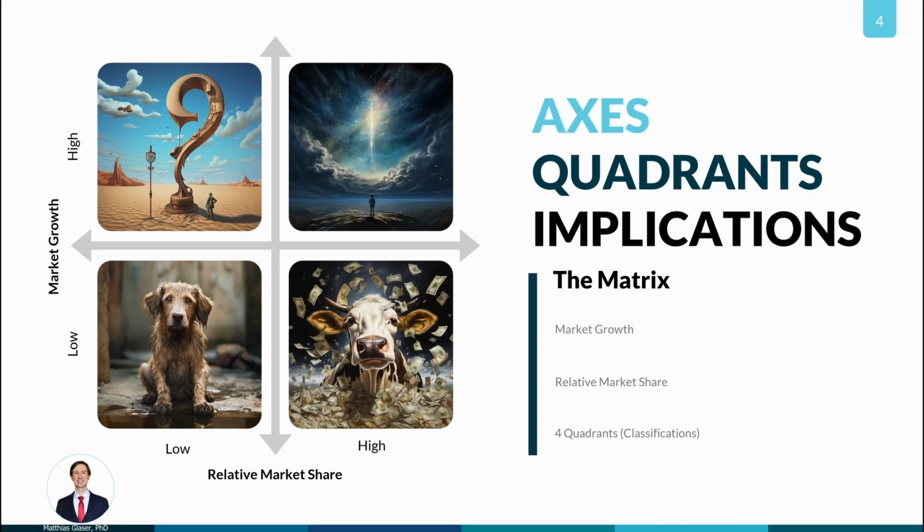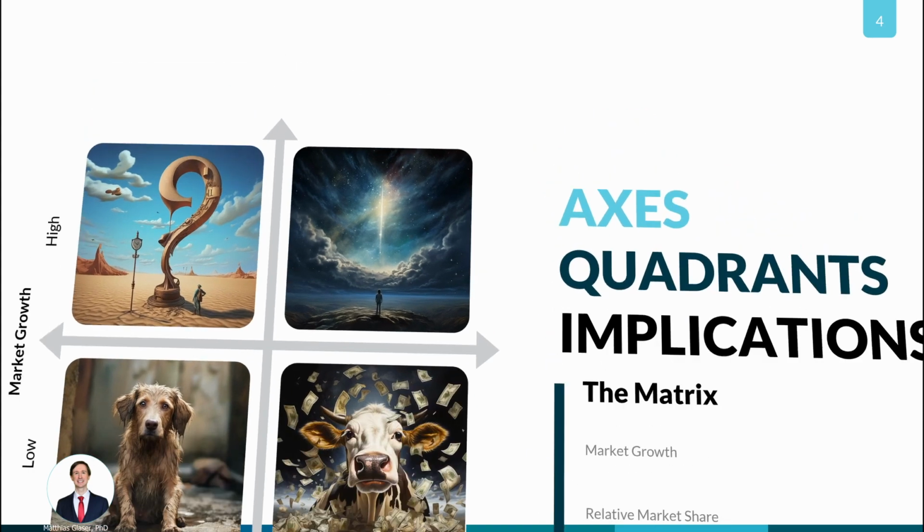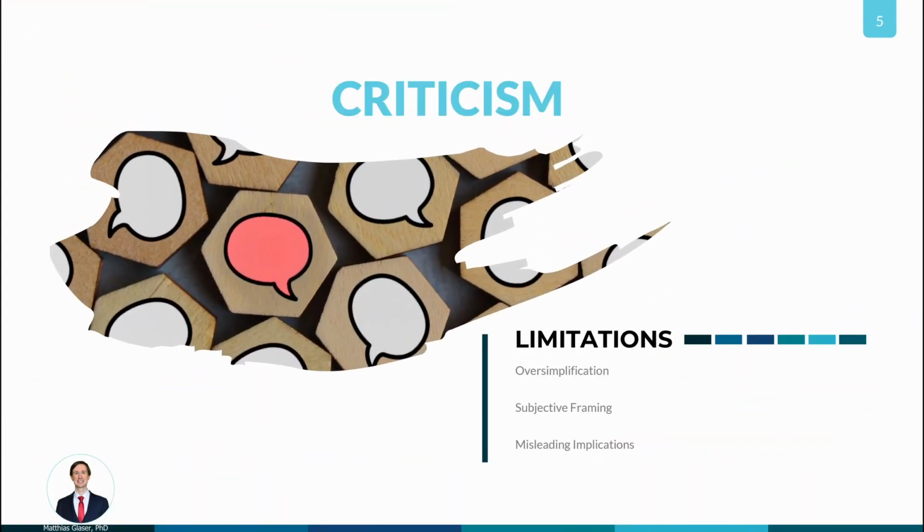So the matrix is a valuable strategic tool for thinking about product management, but its limitations are that, first, simplification of the relevant factors needs to be considered, for example, by looking at more indicators. Second, the setting up of the axis intersection requires sound reasoning to make the quadrant division valid. And third, implications can be too broad and even misleading.